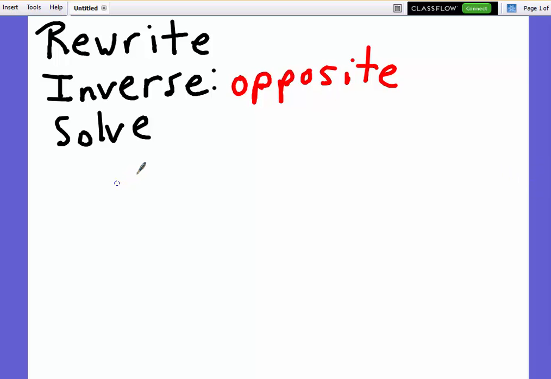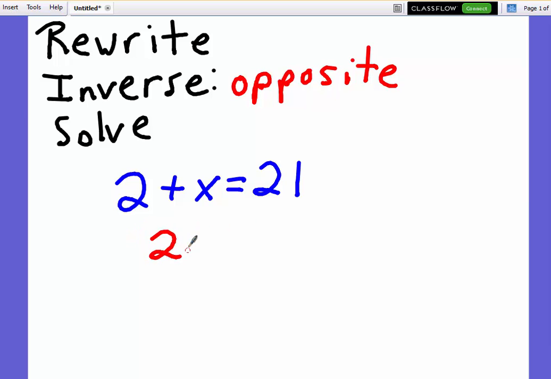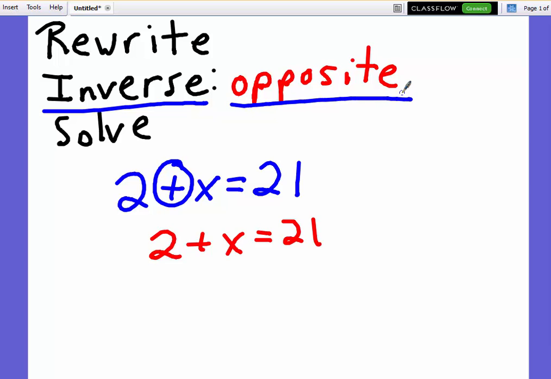If I have 2 plus x equals 21, what I'm going to do is I'm going to rewrite the problem. So I'm going to use red for my rewrite. I'm going to rewrite it. 2 plus x equals 21. And then what I need to do is I'm going to do the inverse. So inverse again meaning the opposite. So I look, what math operation am I doing? Well, I'm doing addition. So the opposite of addition is subtraction.